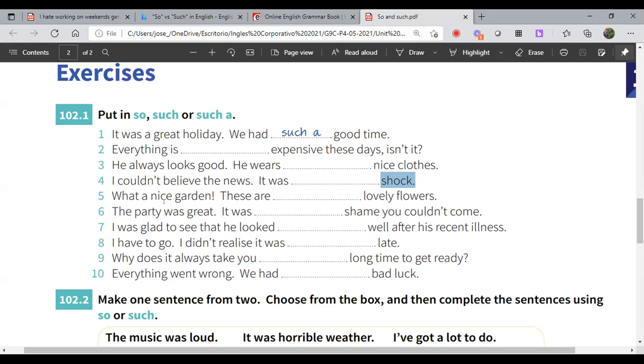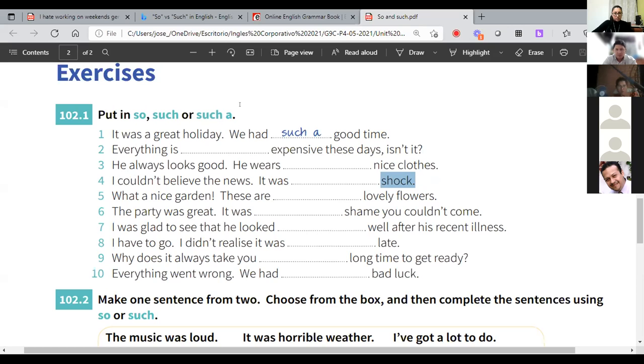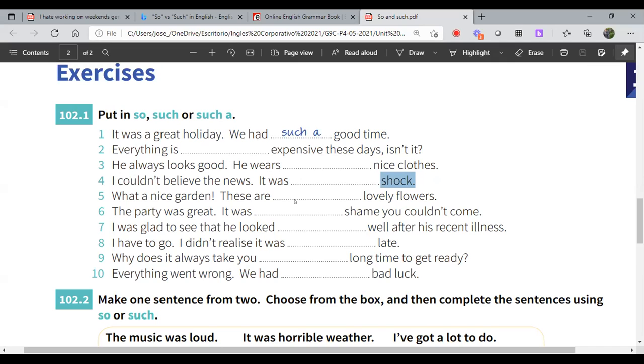The next one. What a nice garden. These are such lovely flowers, ¿verdad? Estas flores están muy bonitas, ¿verdad?